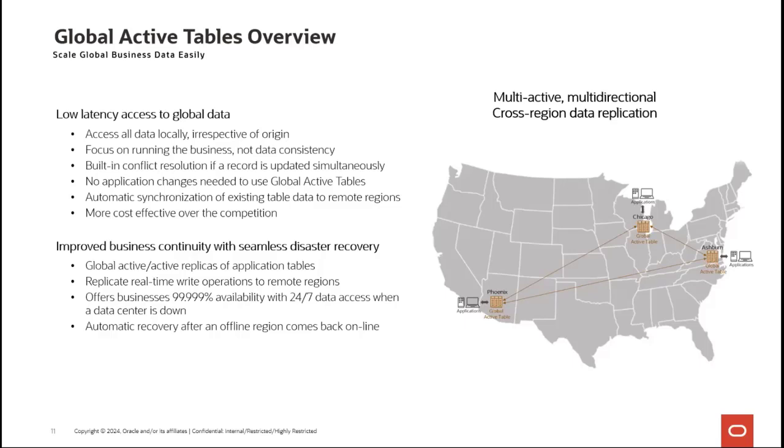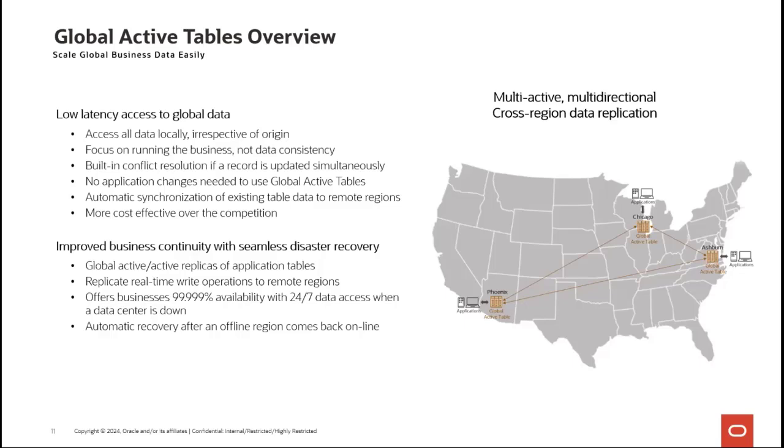Because the way that we set it up for the cloud is different than the way that we set it up for on-premise, when we refer to this feature in on-premise, we call it multi-region tables. When we refer to this feature in the cloud, we call it global active tables. As we mentioned before, you can access all the data locally, irrespective of where the data was loaded. So in this example, if we had a bunch of data in Phoenix, that data is going to wind up in both Chicago and Ashburn.